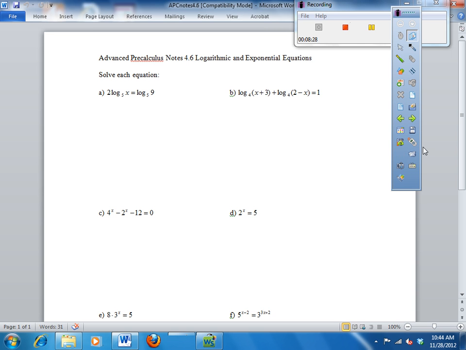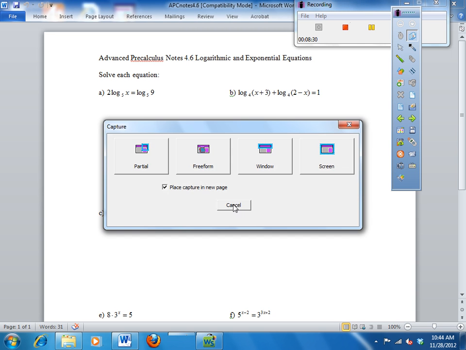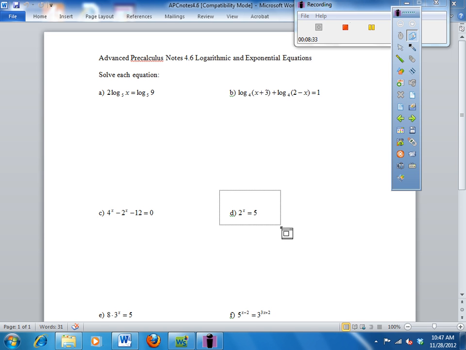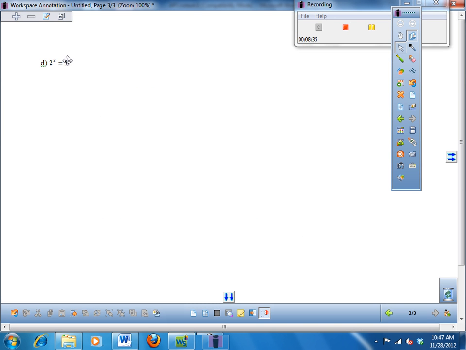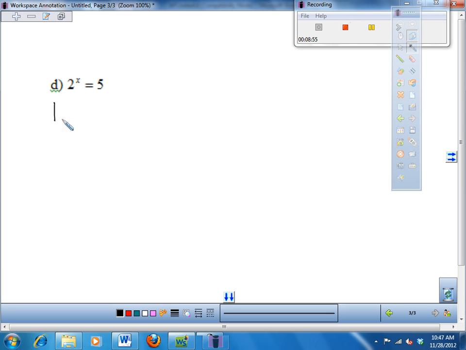D. So all you do with this is you just rewrite this. Who knows what to do with that? Put 5 on the other side? No. What you want to do is rewrite this in logarithmic form or take the log of both sides. I would just take the natural log because it's shorter. It doesn't matter really which one you use.